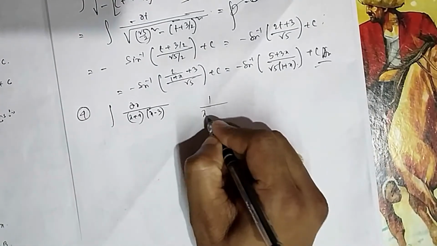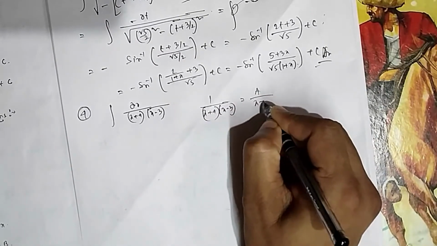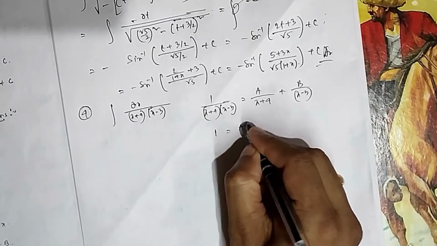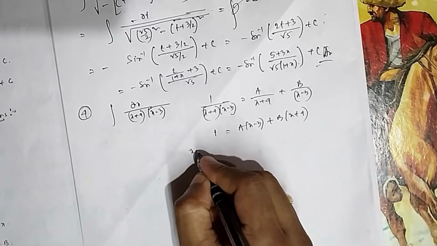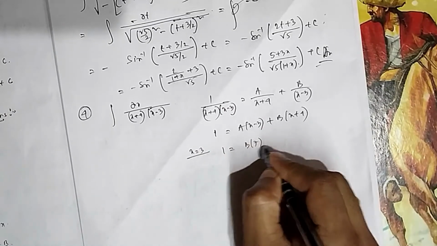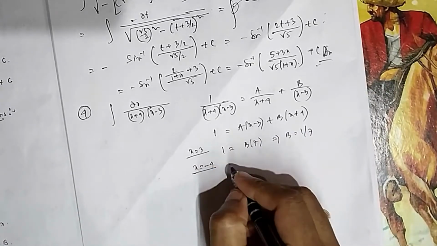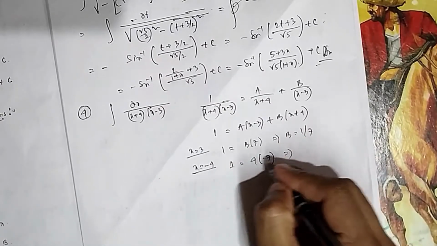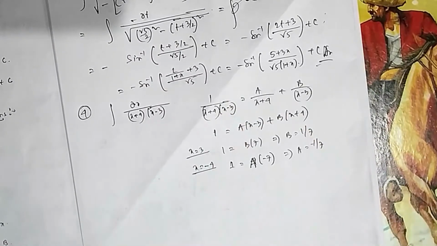So you can take 1 by (x plus 4)(x minus 3) as a by x plus 4 plus b by x minus 3. How to calculate a and b? If you take LCM, it is a into x minus 3 plus b into x plus 4. If you put x equal to 3, then this will get cancelled. 1 will be equal to b into 7, so you get b is equal to 1 by 7. If you put x equal to minus 4, then 1 equals a into minus 7, because the other term will be 0, so a is minus 1 by 7. So you change this function into this format.